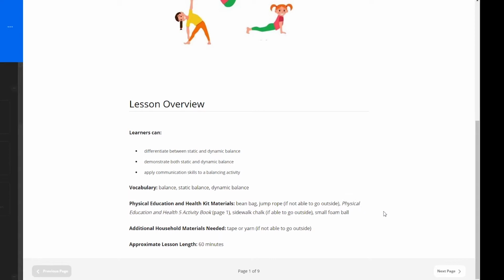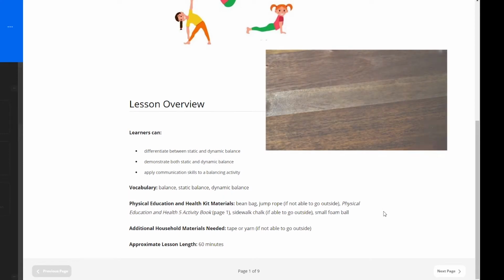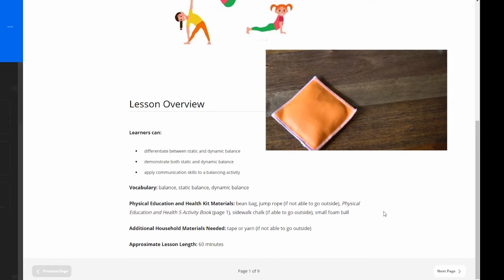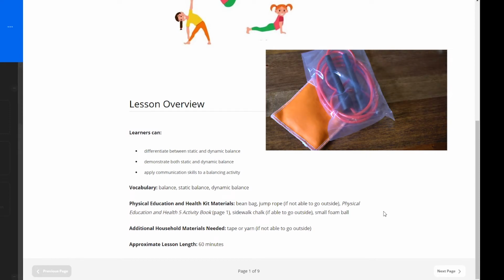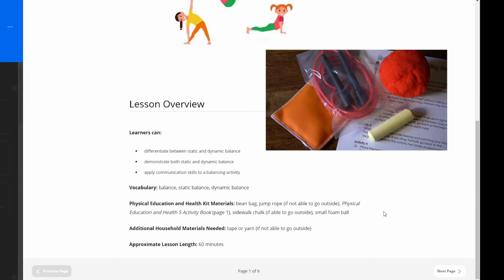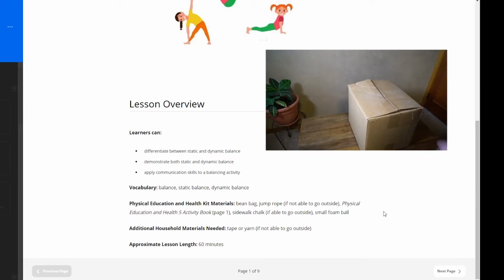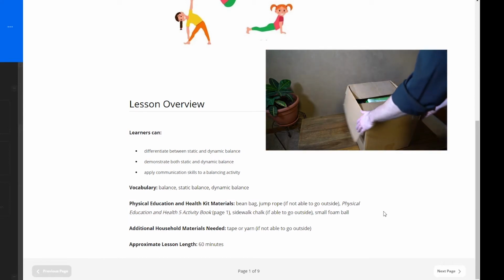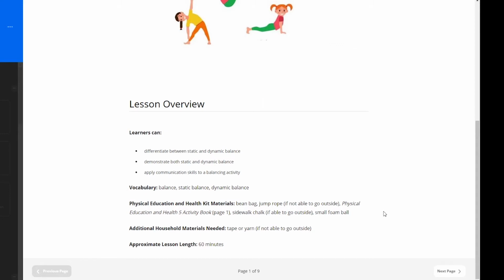Physical education and health kit materials needed for this lesson include a beanbag, jump rope if the learner is not able to go outside, the Physical Education and Health 5 activity book, sidewalk chalk if able to go outside, and a small foam ball. These kit materials, and others, are all mailed to the learners in the beginning of the school year. Additional household materials needed include tape or yarn if the learner is not able to go outside. The approximate lesson length is 60 minutes, and the learners are encouraged to take breaks as needed.